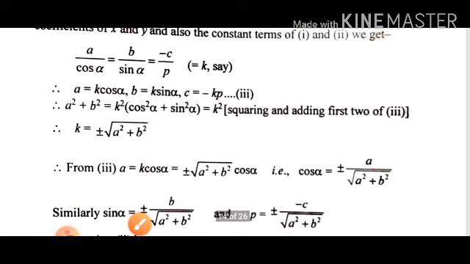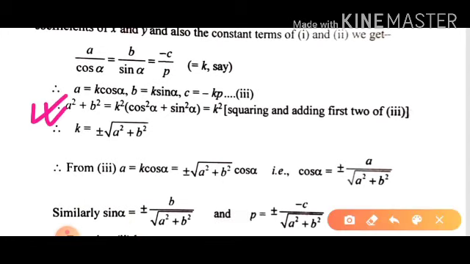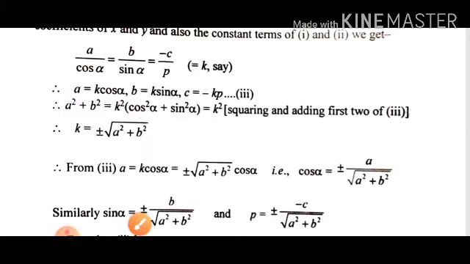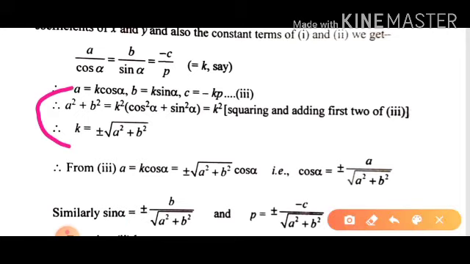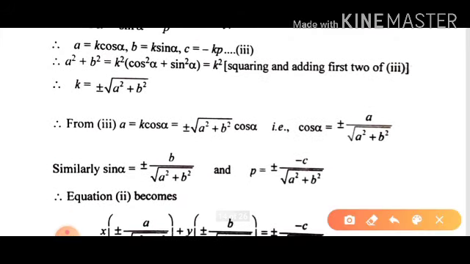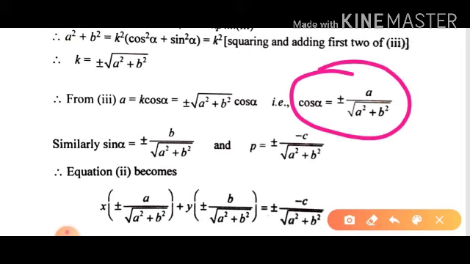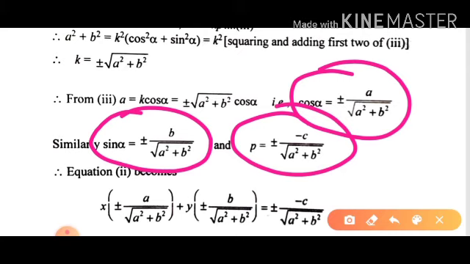Now what they did, they found out a square plus b square. When they did it, they got k square, and k is equal to plus minus root over of a square plus b square. Then they substituted the value of k there, and got the values of sin alpha, cos alpha and p. So the value of cos alpha was this one, the value of sin alpha was this one, and the value of p is equal to plus minus c over root of a square plus b square.